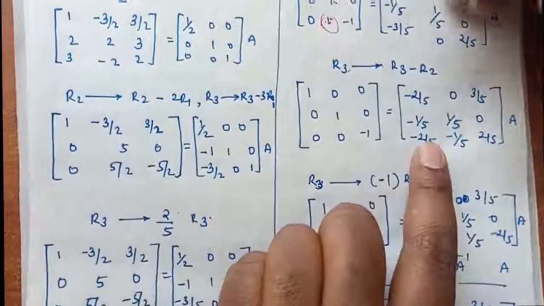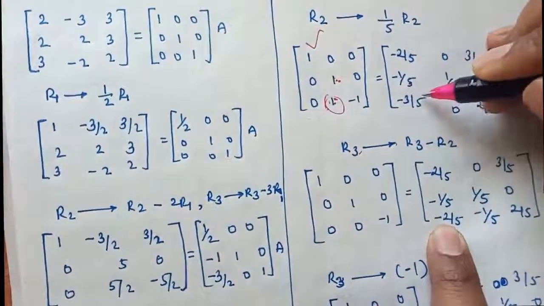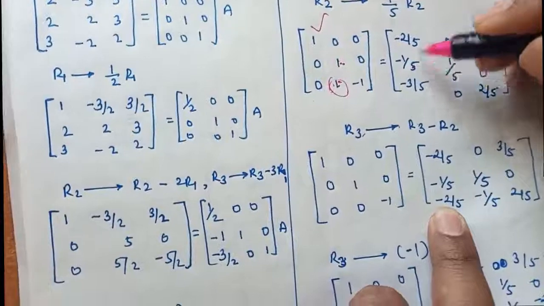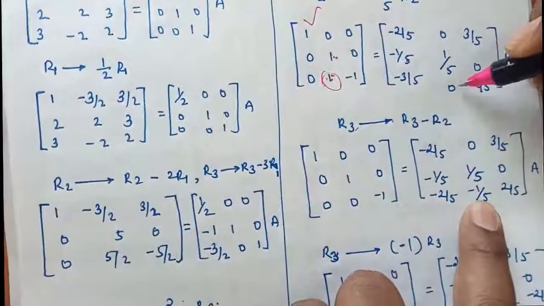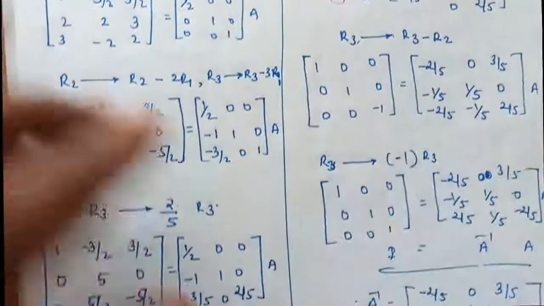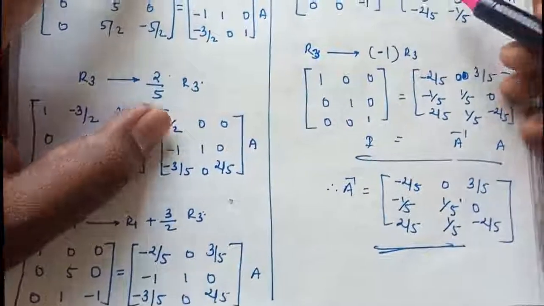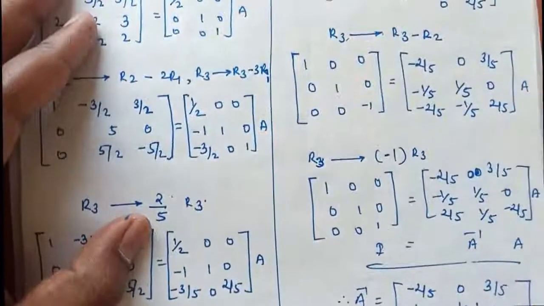Same thing I have to do here, minus 3 by 5, minus 1 by 5, but minus of minus is plus. So minus 3 by 5 plus 1 by 5 will be minus 2 by 5, that is here. 0 minus 1 by 5 will be minus 1 by 5, 2 by 5 minus 0 will be 2 by 5. So no need to worry about what this calculation is coming, just concentrate on this matrix, automatically the inverse will come.